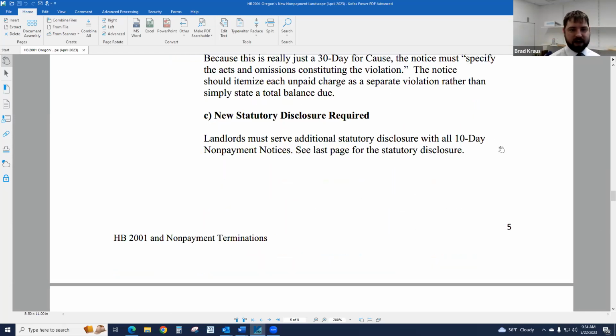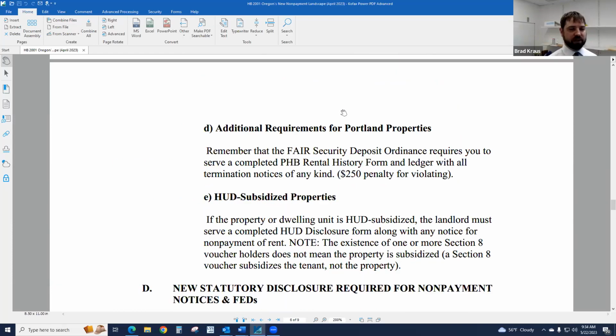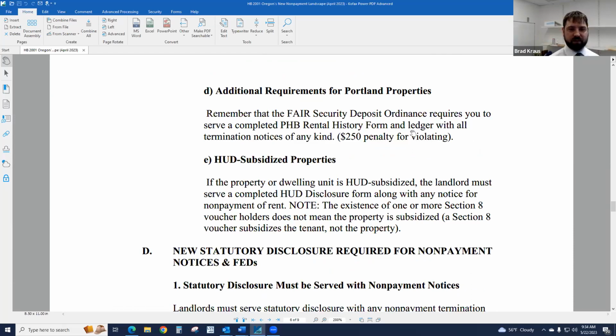All right. And again, that new statutory disclosure is going to be required. So again, make sure that you have that on your notices. It's important. The additional requirements for Portland properties, we talked about that. And then if you've got HUD subsidized properties too, make sure that you have those.